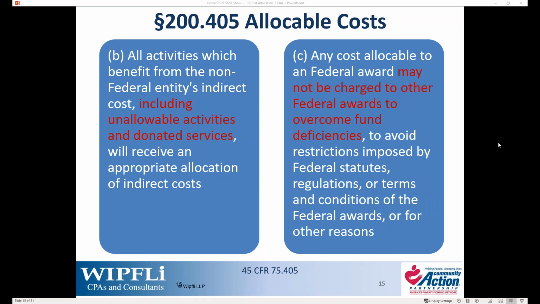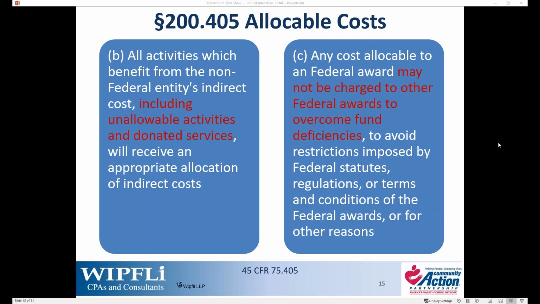And then it goes on to talk about that all activities which benefit from the indirect cost or the administrative cost that you're allocating, such as unallowable activities or donated services, have to receive an appropriate allocation. And letter C is very important when we're considering cost allocation.